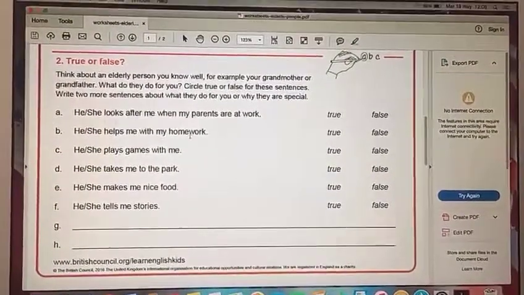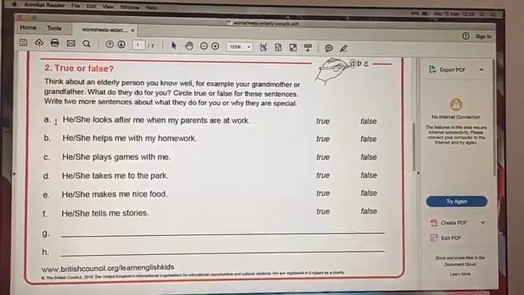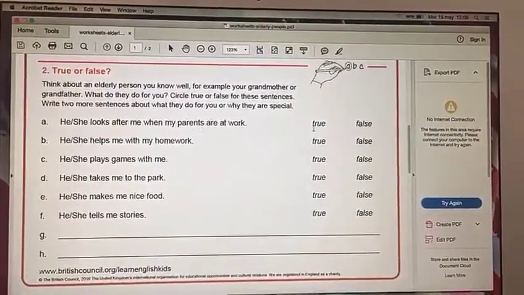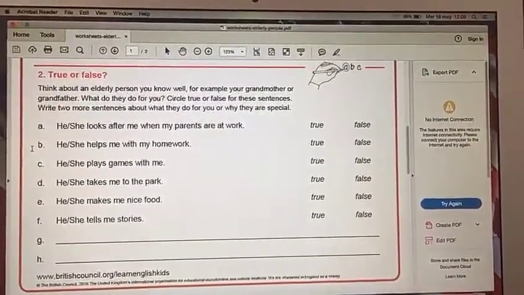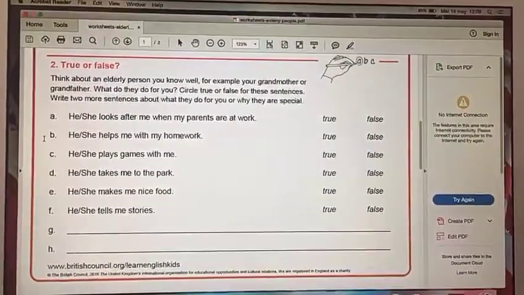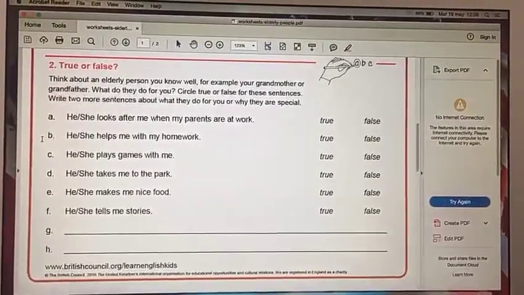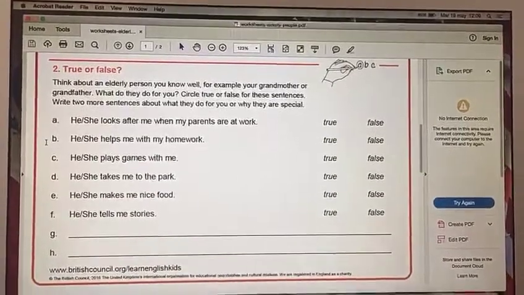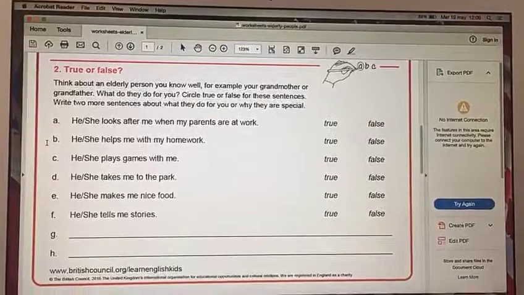Okay, so the first one, A, he or she looks after me when my parents are at work. True or false? B, he or she helps me with my homework. C, he or she plays games with me. D, he or she takes me to the park. E, he or she makes me nice food. F, he or she tells me stories.